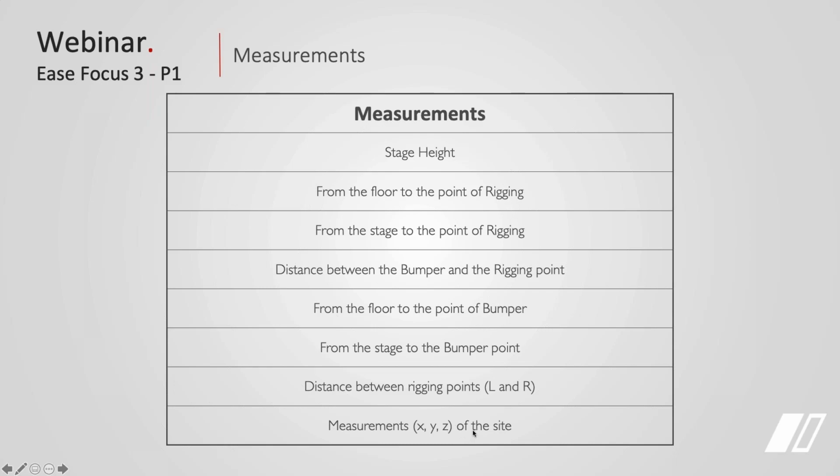Measurement of your XYZ sites is also very important. This is pretty much your width, your depth, and your maximum height for your PA and your audience area. Distance between rigging points is also very important, so we actually understand how far our coverage is. This will allow us to find out if we need front fills in our system setup or not, and so forth.